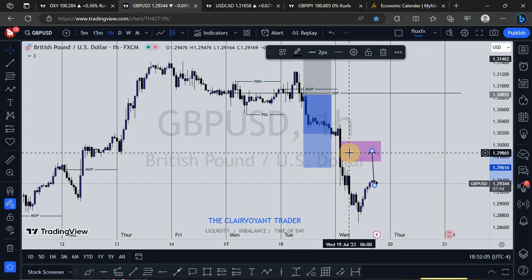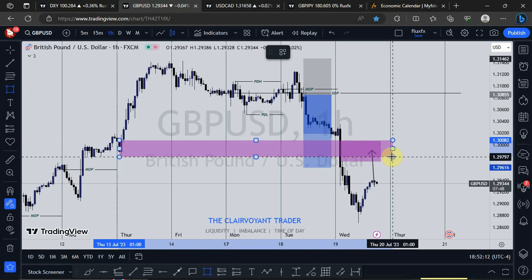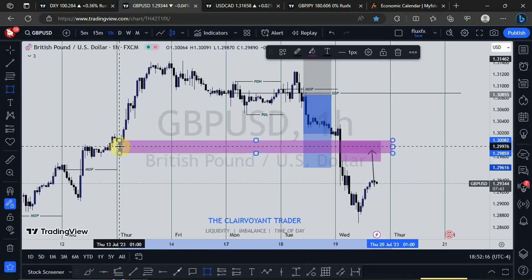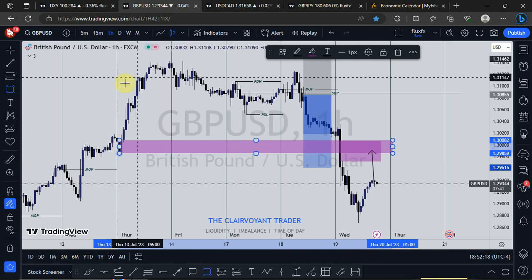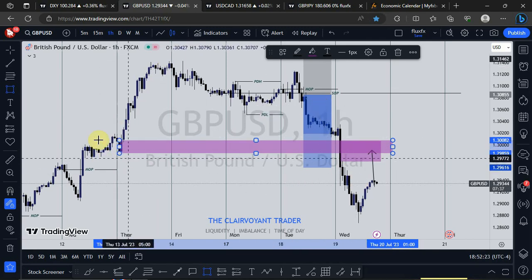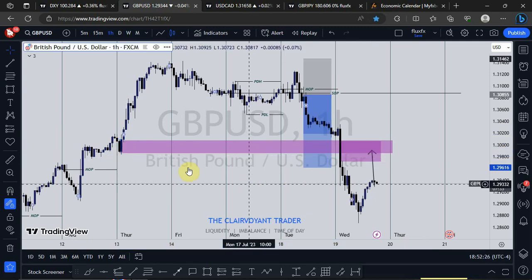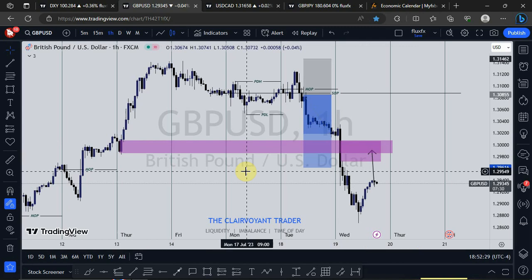And then if we look at the left hand side, I'll take this as a breaker block, because that is the last down close that caused price to move to the upside to take out these buy side liquidity, and price has violated this low. So it is a breaker block and then a major low for me. So I mean, it makes sense.